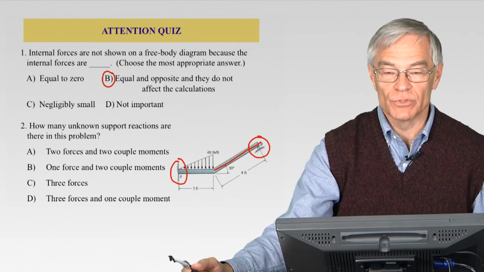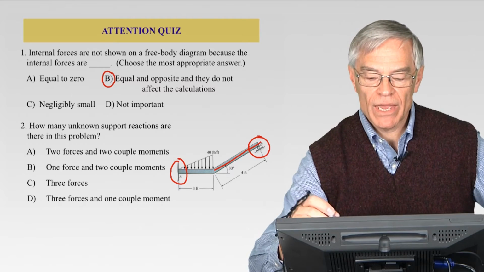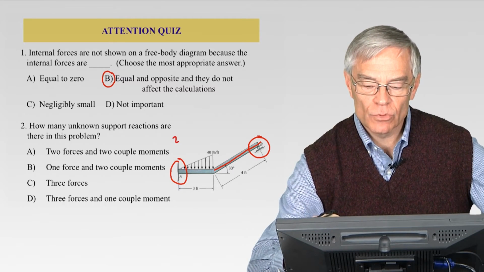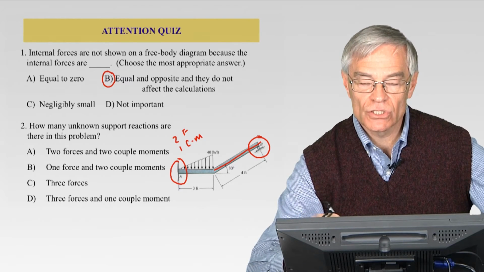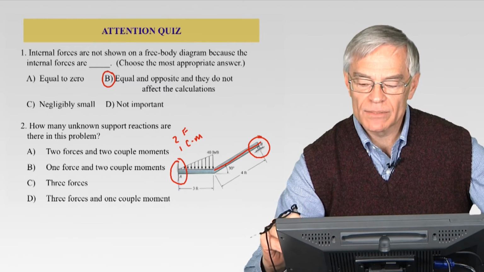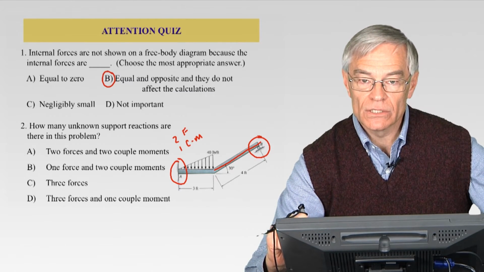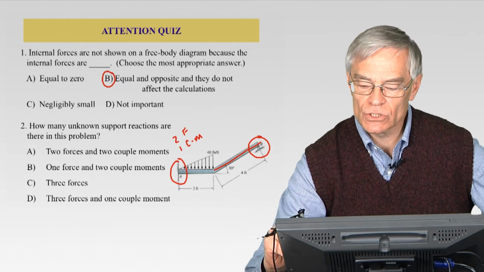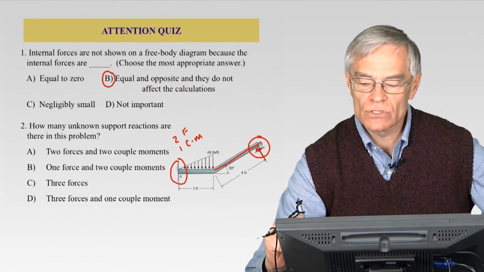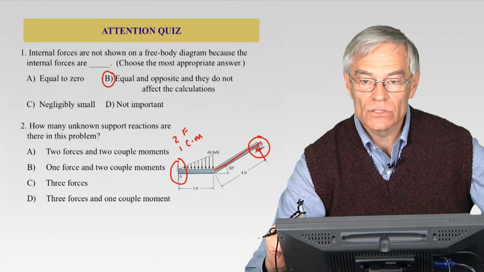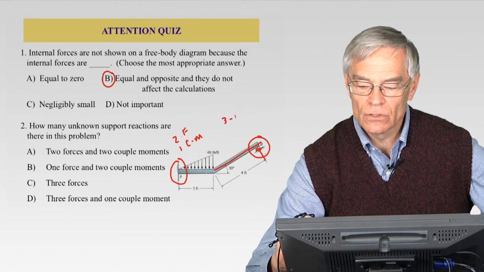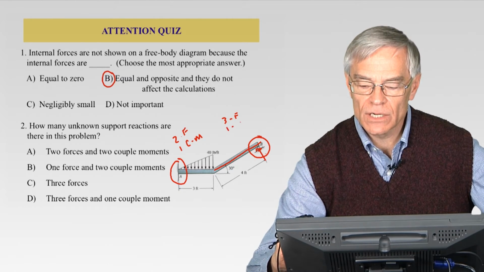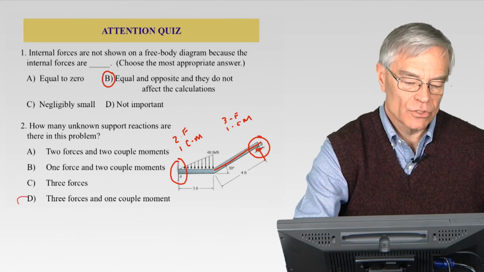Hopefully you got this one because we've done several similar ones. So what do we have at A? We have essentially two forces and one couple moment, right? Because it's stuck in the wall. It resists a couple moment and two forces. What do we have at B? It's a roller, and so that can only support a normal force. And so we have 2 plus 1, 3 forces, and 1 couple moment. So your answer is D.